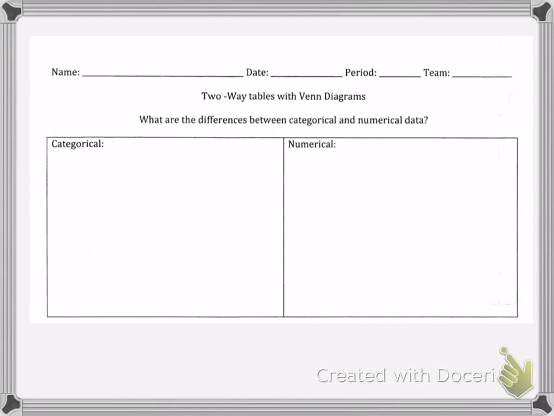Hi algebra students, please find your two-way tables with Venn diagrams notes template. We're going to talk about, first of all, what a data table can do for us, and we're going to talk about the difference between categorical and numerical data.